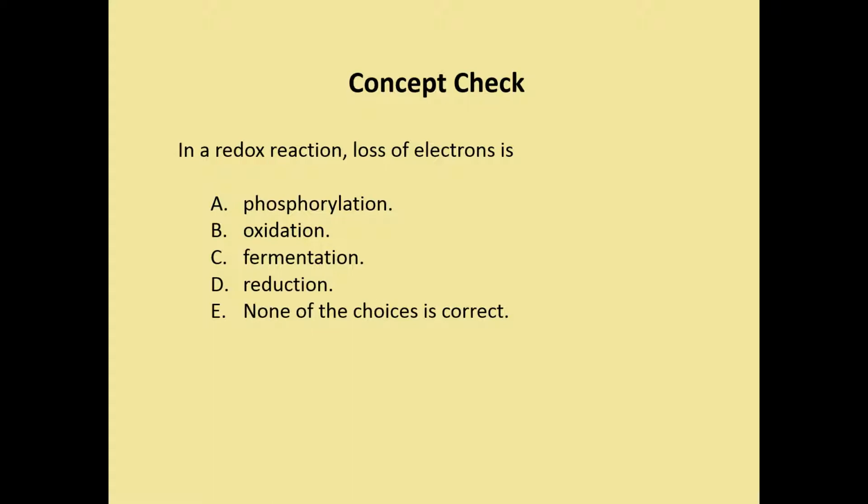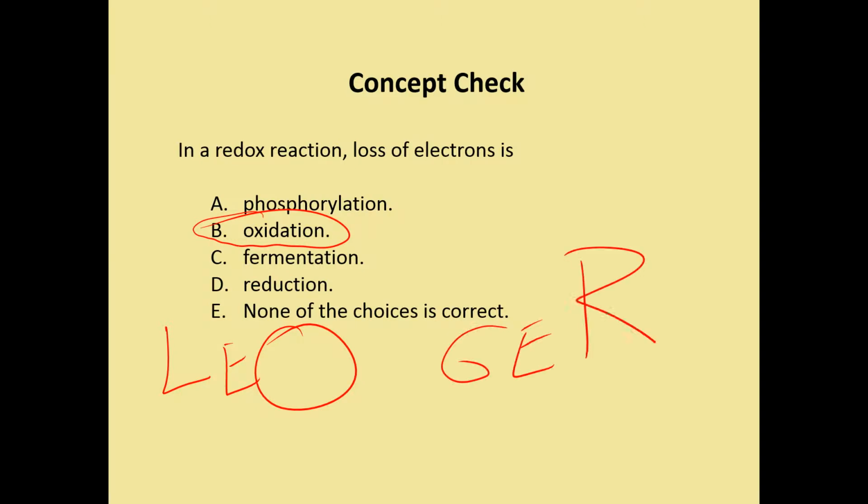So here's kind of a concept check question. In a redox reaction, loss of electrons is what? Is it phosphorylation? Is it oxidation? Fermentation? Reduction? Or none of the above? Well, if you're losing electrons, it's oxidation. So remember, loss of electrons, oxidation. Gain of electrons, reduction.